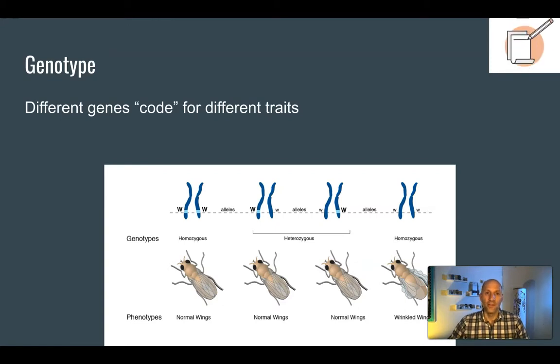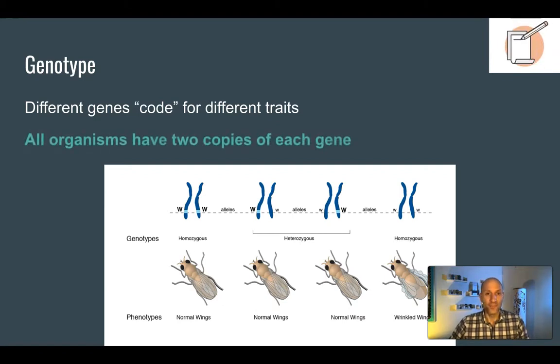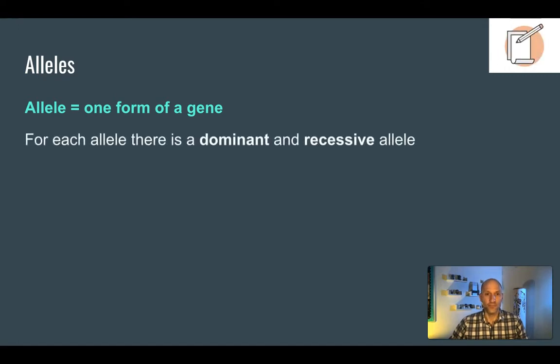Now to go back, remember that different genes code for different traits. You might have a gene for wings, you might have a gene for hair color or eye color, speed. There's a gene for each of the traits that we can see. And all organisms have two copies of each gene. That is incredibly important. For everything, size of wings, hair color, speed, there's two genes in the genotype. When it comes to alleles, alleles are just one form of a gene. And with each allele, there's a dominant and a recessive allele.